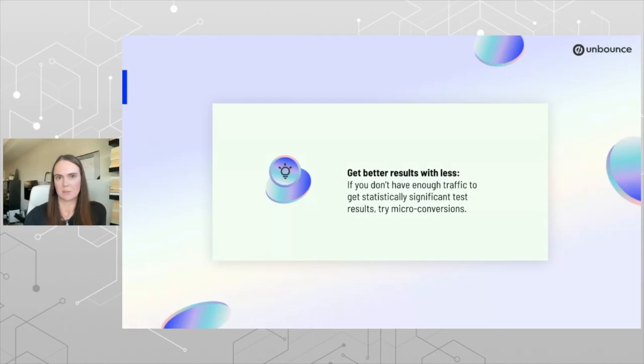So for example, you may not have enough traffic to use purchases as your primary conversion metric, but you might be able to measure success based on micro conversions like time spent on page or clicks to a CTA. And ultimately, micro conversions are secondary metrics where you naturally will see more volume and that ultimately will influence that primary conversion metric like a purchase.